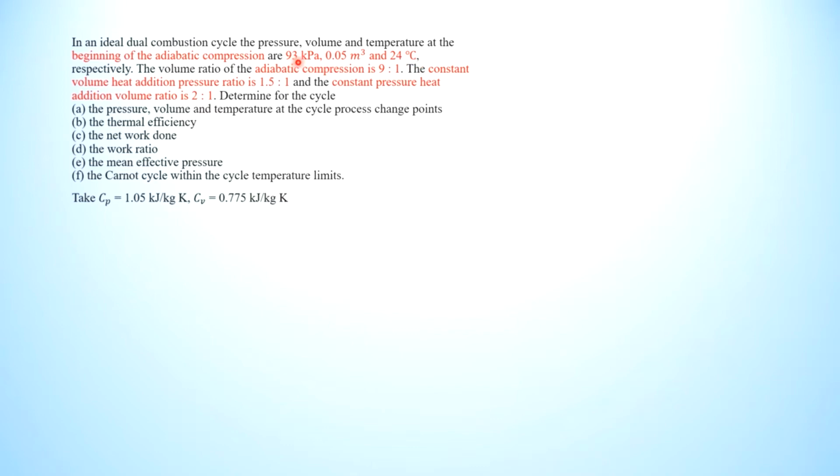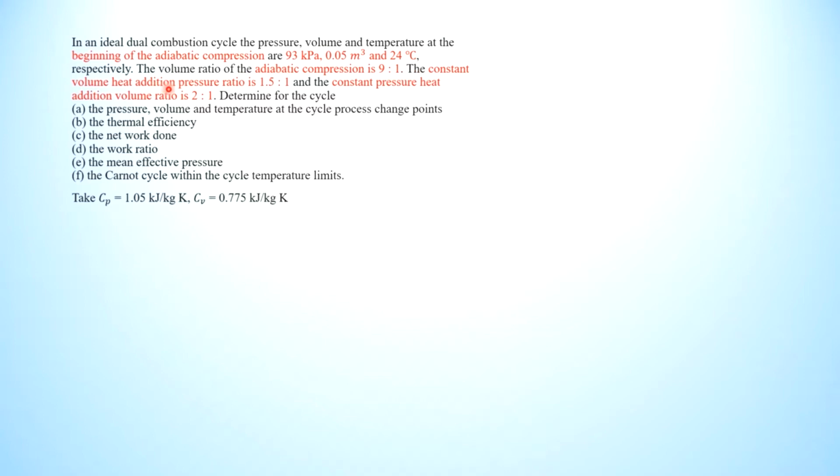So basically, when you look into this question, from the first, they have given you all the three values: pressure, volume, and temperature. So what we need to do is find the mass, since they have given us all the data. Now the volume ratio, adiabatic compression, that means the volume ratio is 9:1.